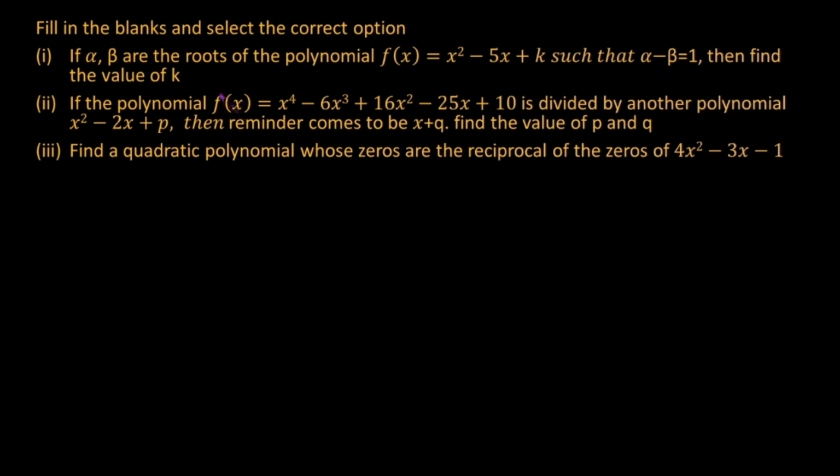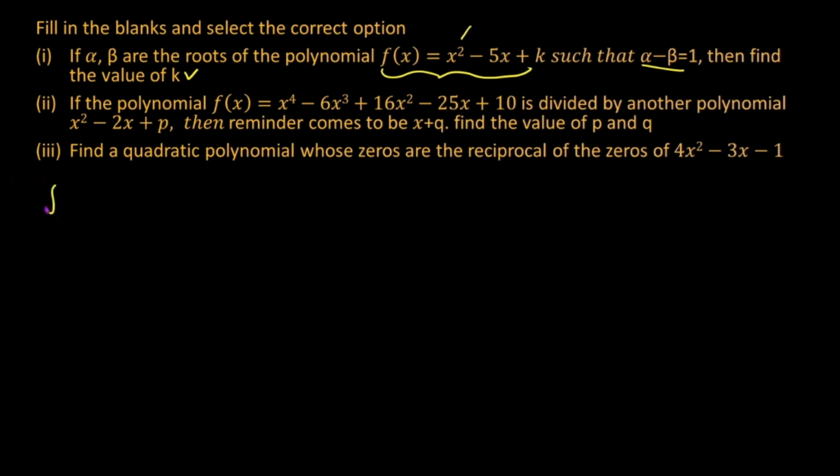So let's start the first question. The first question asked here is: alpha, beta are the roots of the polynomial equation. So this is the polynomial equation, and it looks like a second order polynomial equation. One of the conditions given is alpha minus beta equal to 1. Then we need to find the k value. So we need to know the relation between the roots and the coefficients for this.